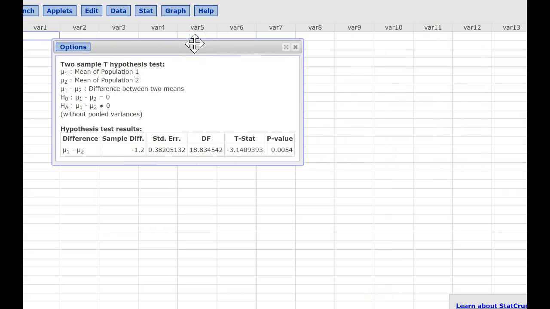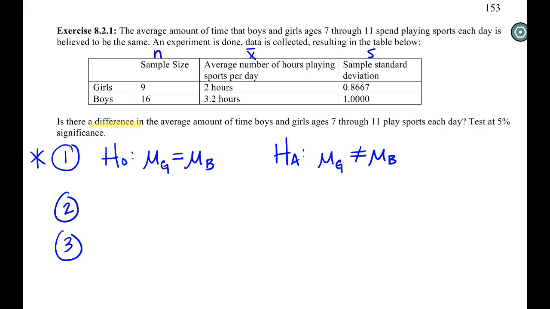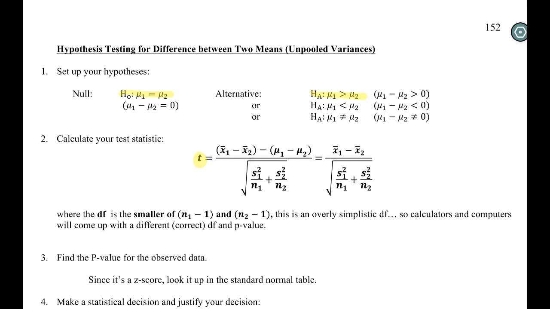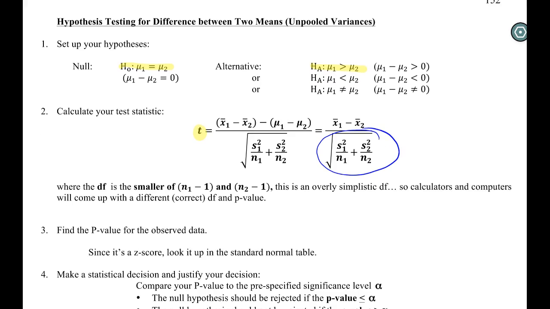And you can see here, the actual difference between the boys and girls was 1.2 hours. The standard error, the actual calculation that we did not do, is here. The degree of freedom, you can actually see, if we go back to part 8, the standard error they talked about was this calculation for us. The degree of freedom, when you do this in an intro stats book, they tell you to just use the smaller of the 2 sample sizes, minus 1. But it's super overly simplistic. Calculators and computers will come up with a different or correct degree of freedom.